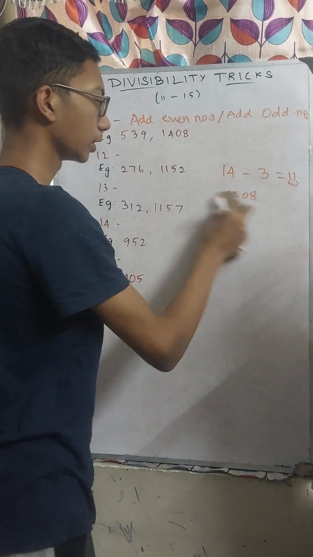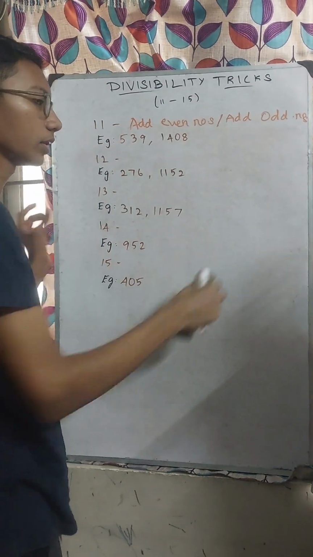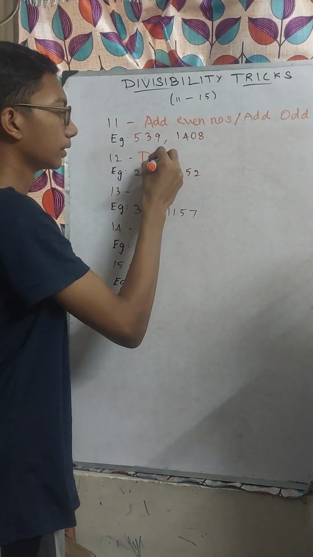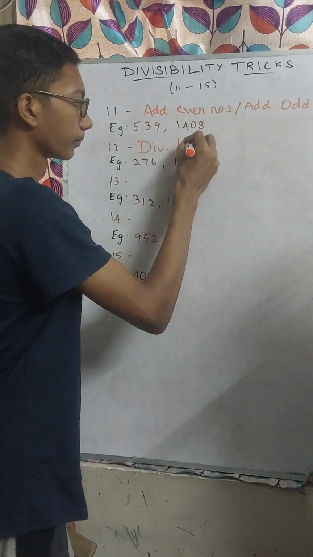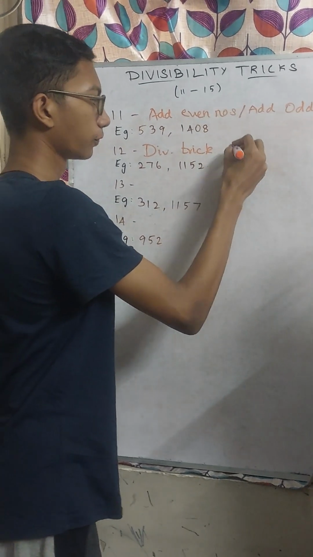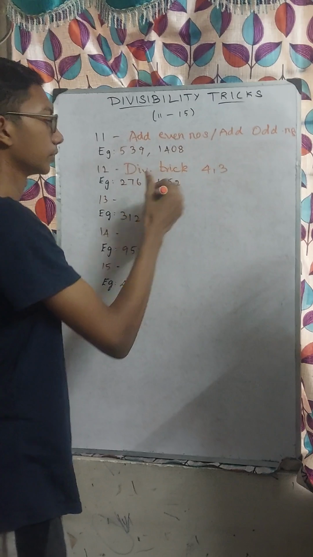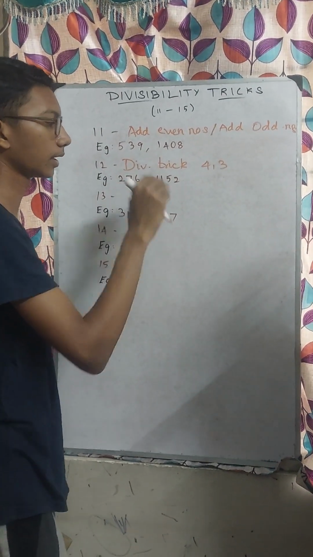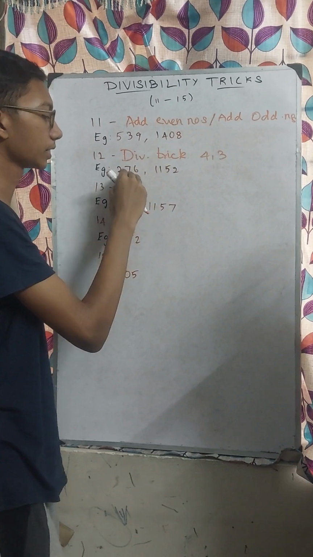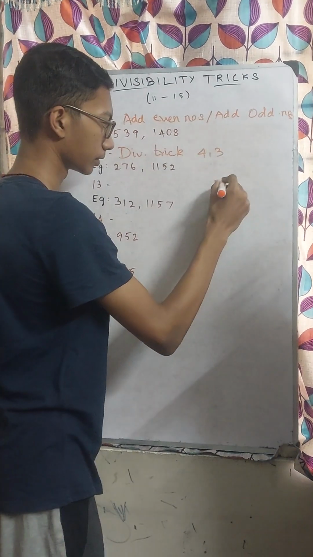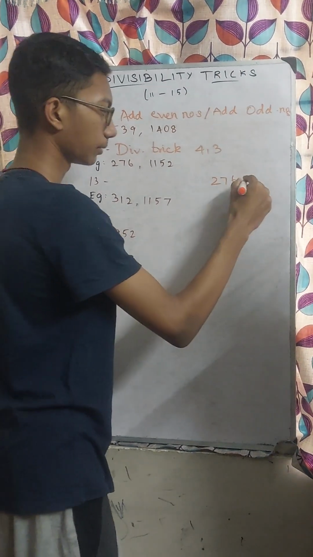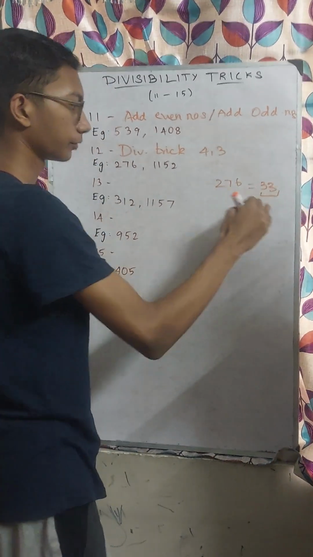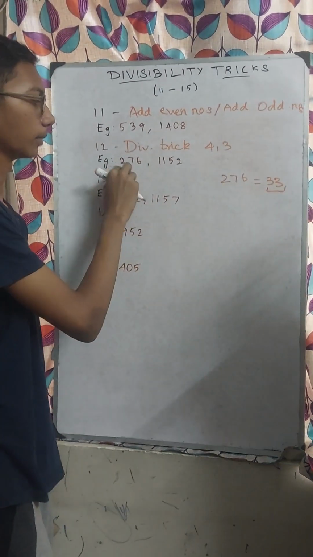So let's get to the next number, 12. 12 is actually a little bit easier. What we need to do is apply the divisibility tricks for the numbers 4 and 3. That is, we need to make sure that if we add the digits, we get a multiple of 3. Let's see this example, 276. If we add all these numbers, we get 15. So this is a multiple of 3.